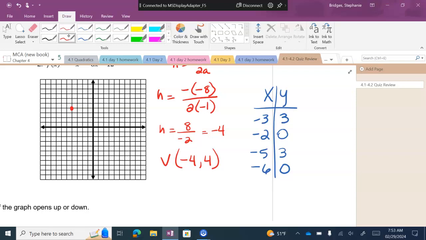And then we can just plot our points. Negative 3, 3. Negative 2, 0. Negative 5, 3. And negative 6, 0. Is my graph supposed to be upside down here? Yes.